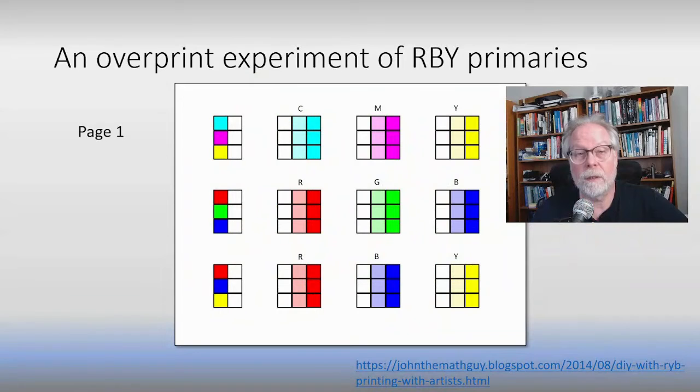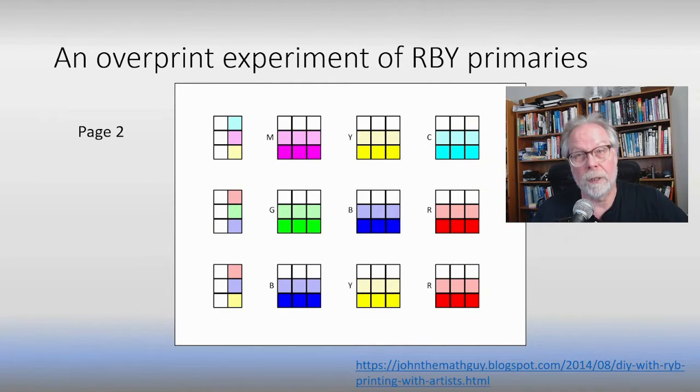I've devised an experiment here to help us test out what the real set of primaries are. This is described on my blog. I have the link to it here. You can get to that from Canvas. Along the top here, we have the CMY primaries. Along the middle, RGB primaries. And along the bottom, we have red, blue, and yellow primaries.